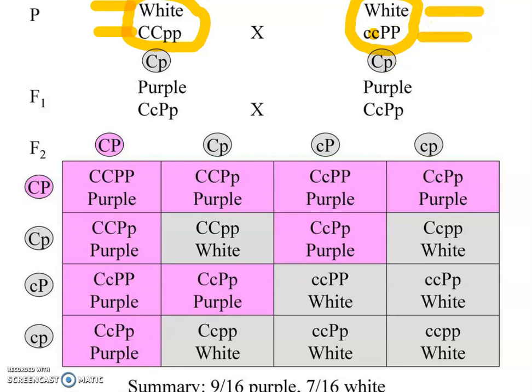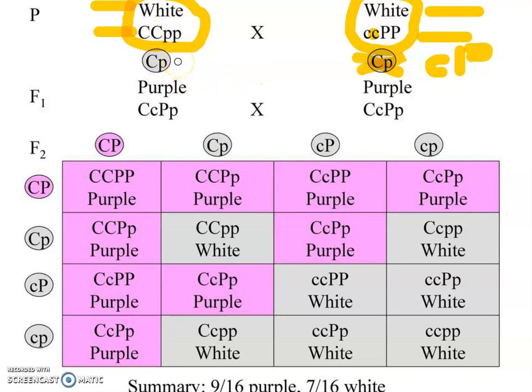Phenotypes means we observe the characters, and genotypes means the genes inside the plants. These parents when crossed form a single type of gametes. Gametes are always half. Each parent produces a single type of gamete: small c and capital P from one parent, and capital C and small p from the other parent.